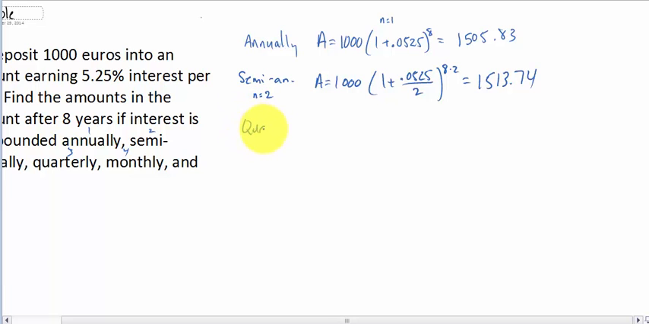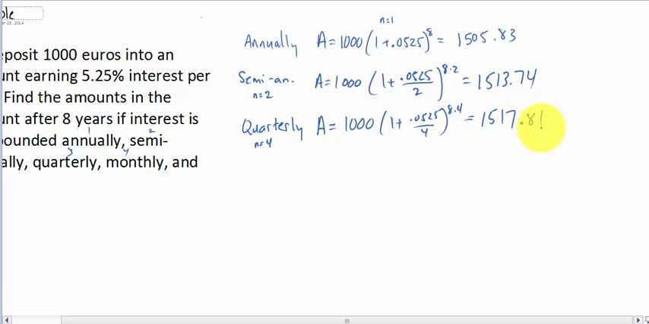Quarterly. That means N is 4 times a year. A equals 1,000 times 1 plus 0.0525 over 4 raised up to the 8 times 4. 4 times each year. That's a total of 32 times that we're getting paid interest. And what do you know? We make a little bit more money, 1,517.81. So why don't you guys pause the video and find the monthly and daily total and see what you get, and then restart the video and see if we get the same thing.